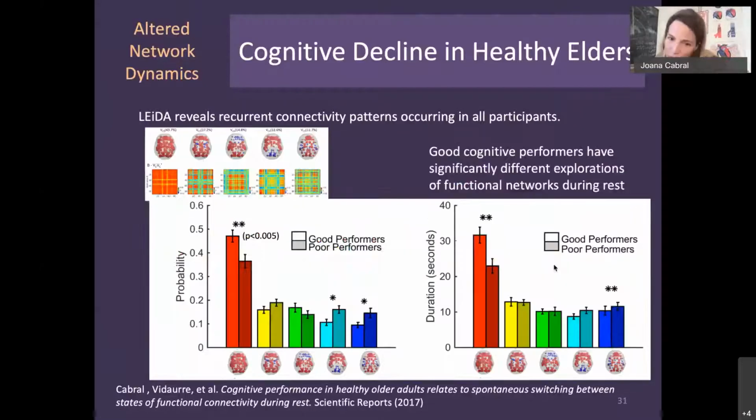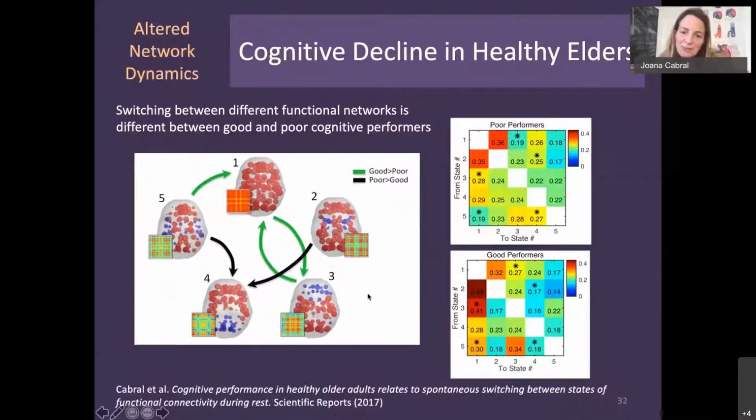But then when we look at the probability of occurrence, after we run the k-means, we compare the probability of occurrence of these states across subjects. And we found a significant difference between the occupancy and the duration of these networks between groups. So this gives us an insight that maybe cognitive performance is related to this dynamical exploration of brain networks during rest. Another thing that we found is that there were changes in the switching probabilities. The good performers had more probability to switch from some states to others, like switching back and forth to the DMN, compared to poor performers. Poor performers exhibited more time in networks that are more structurally shaped. So there were some insights revealing that something was going on.